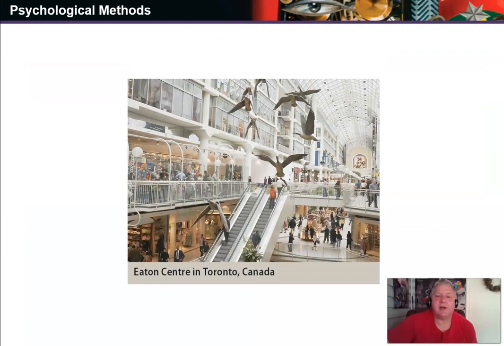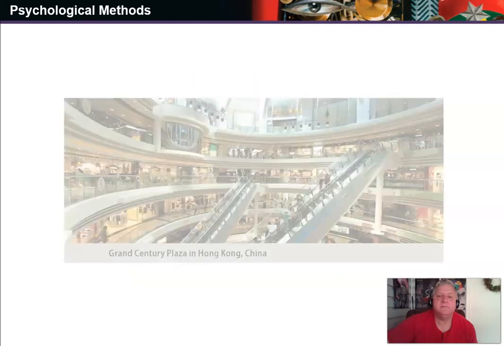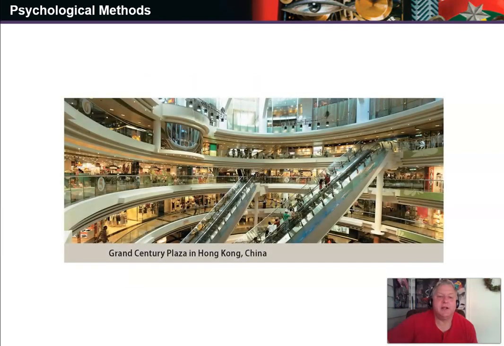This is an example of how environmental psychology has affected the development of a mall, and this is the Eaton Center in Toronto, Canada. And this is the Grand Century Plaza in Hong Kong, China.